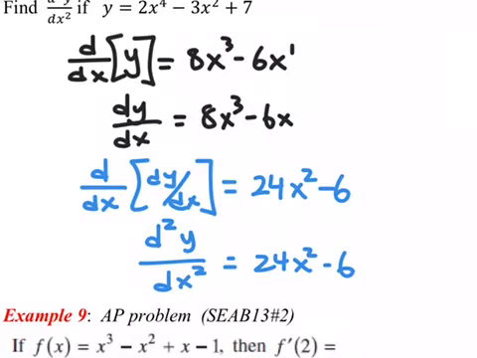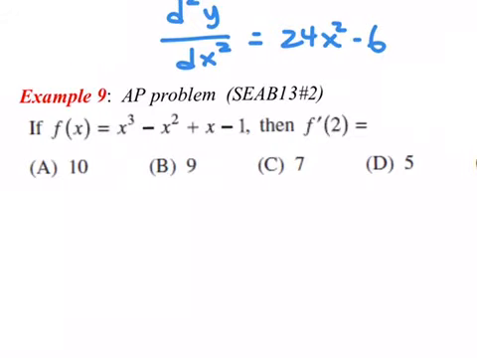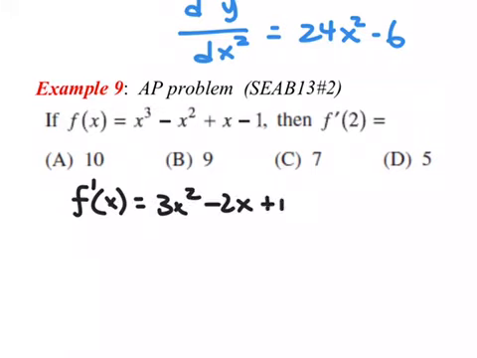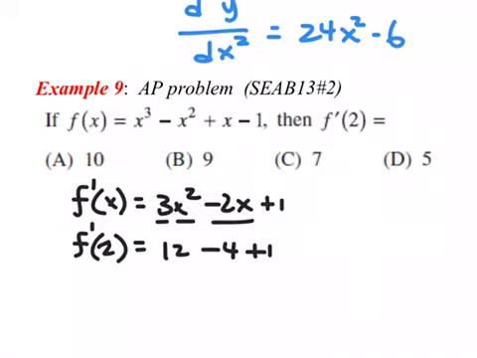Okay, let's move on to a little AP problem. If f of x equals the following, what is f prime of 2? Well, let's find f prime of x first. F prime of x will equal 3x squared minus 2x plus 1. So f prime of 2 will equal, that'll be 3 times 4, which is 12. That'll be minus 4 plus 1. So f prime of 2, the slope of the graph at x equals 2, looks like it'll be 9.